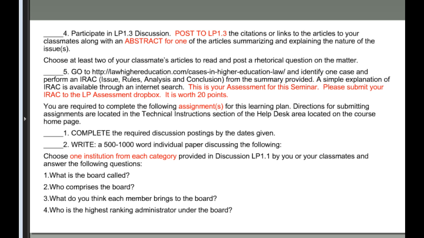This is your assessment for this seminar. You have to have an assessment for each seminar, and this is worth 20 points. Submit your IRAC to the LP assessment Dropbox. Now, hint here, if you're really listening to the seminar, you can do that for one of the cases that you've already pulled up for the LP 1.3 discussion. That's totally fine with me. So you don't have to go look at that website for a new case. You can use one of the cases that you've already looked at. But I do want you to do the IRAC assessment analysis.